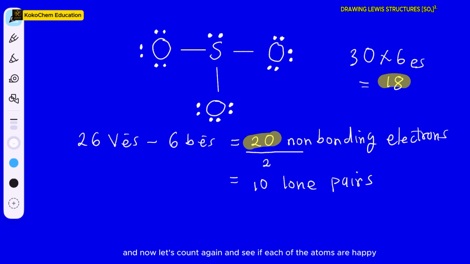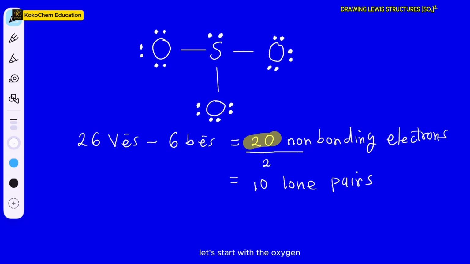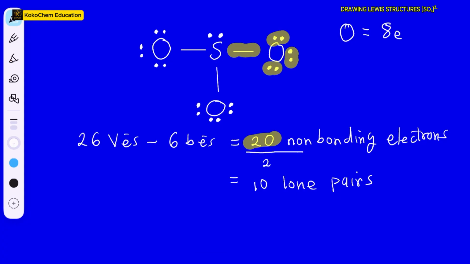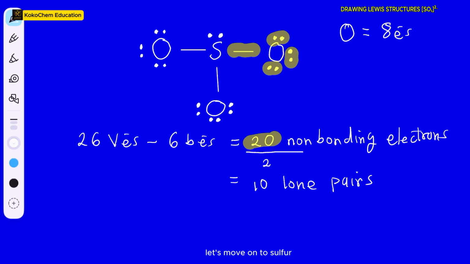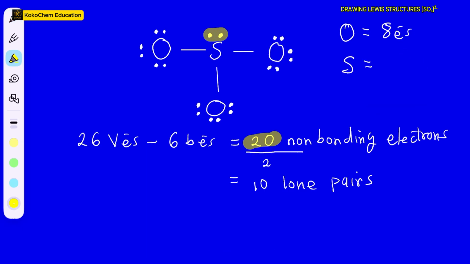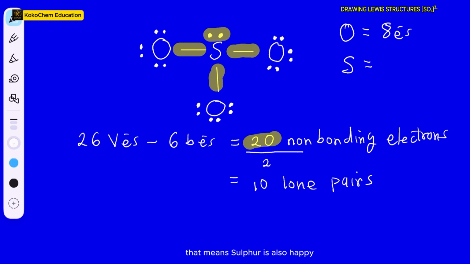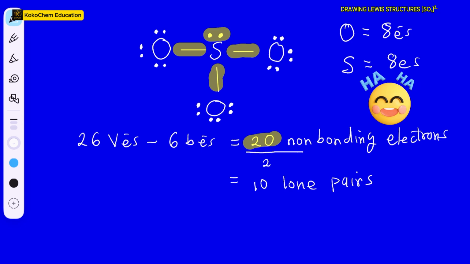And now let's count again and see if each of the atoms is happy. Let's start with the oxygen. Remember, oxygen needs 8 electrons to be happy. We have 2, 4, 6, 8. Oxygen has 8 electrons, so oxygen is happy. Let's move on to sulfur. We have 2, 4, 6, 8. Sulfur has 8 electrons. That means sulfur is also happy.